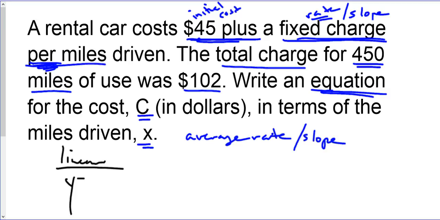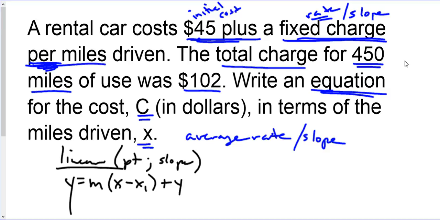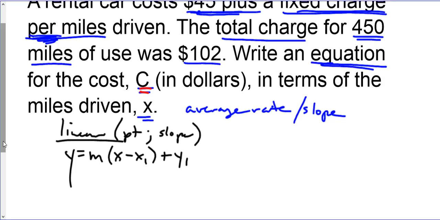Our linear equation, what do we need? Well, I always say we need a point and we need a slope. The equation we're going to try to fill in here is m, our slope, times x minus x1. I use point slope form, and then plus y1. So let's put this into terms we're going to be using here. C is going to be our y value, because that's where our output is going to be, so we're going to figure out our cost in terms of x, which is miles driven.